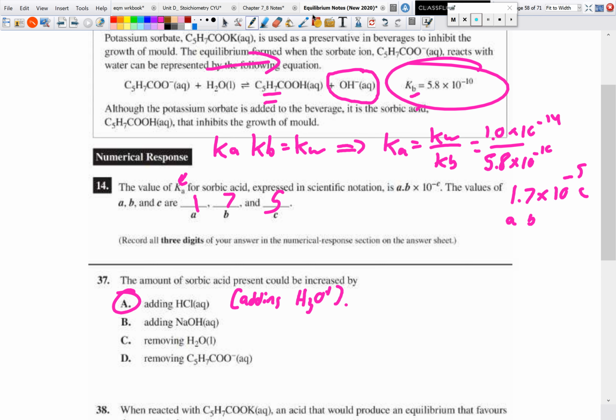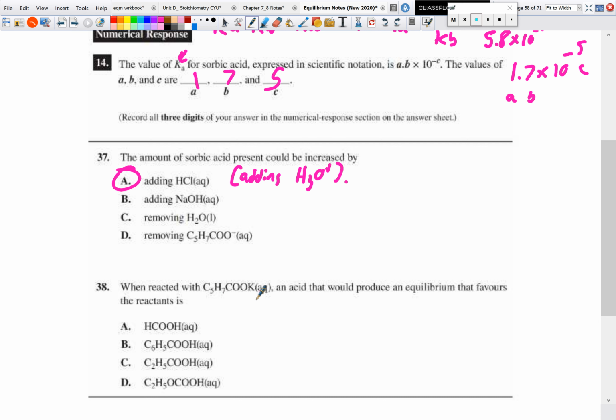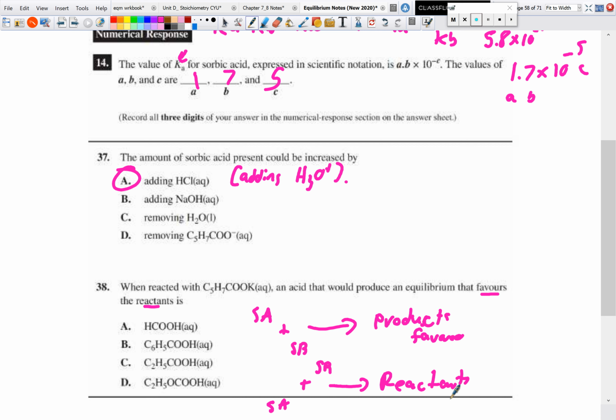And finally, the last one: when reacted with our potassium sorbate, an acid that will produce an equilibrium that favors the reactants. This one right here is a little trickier, and the reason for that is that you have to remember we're looking for what favors the reactants. So when we mix stuff together, if our strong acid is above our strong base, our products are favored. If our strong acid is below our strong base, reactants are favored.